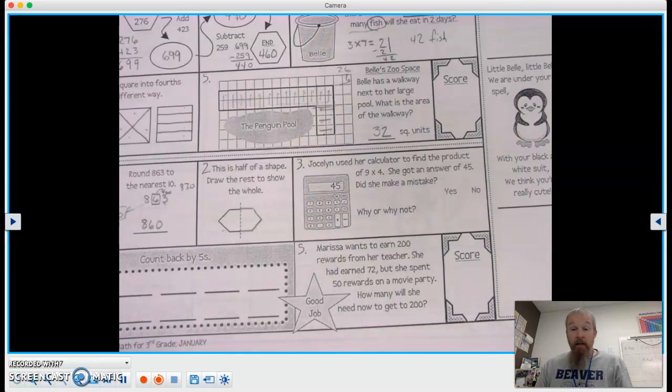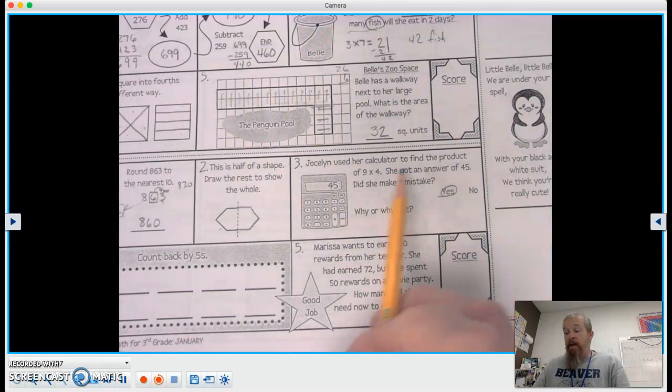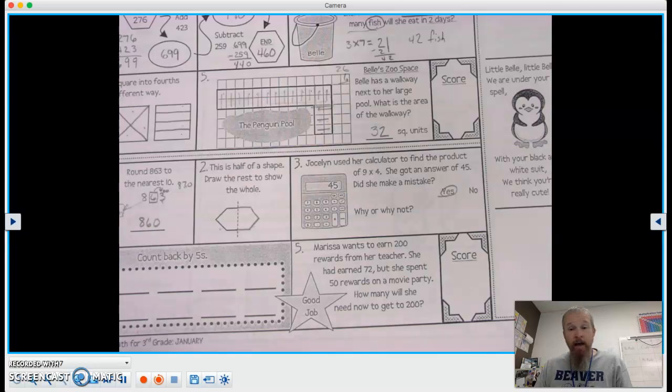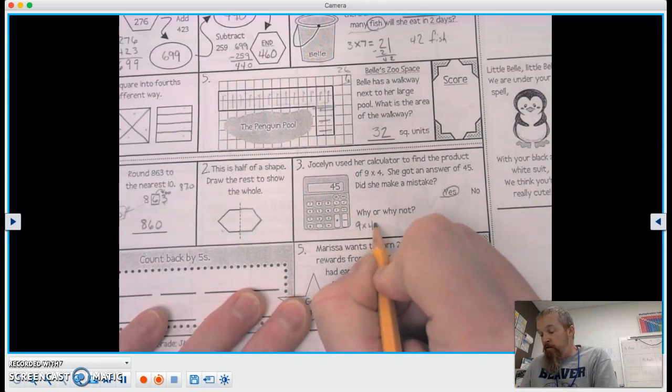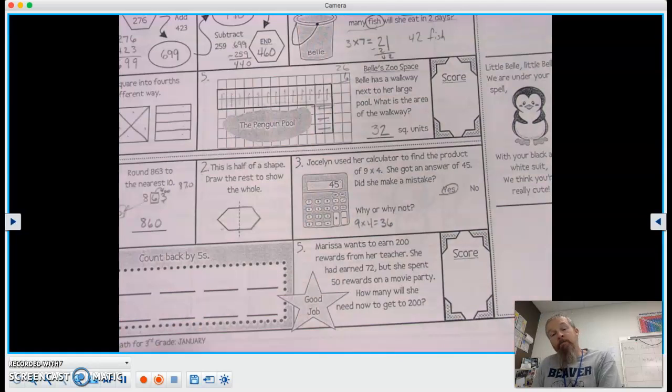Jocelyn used her calculator to find the product of 9 times 4. She got an answer of 45. Did she make a mistake? Yes or no? Yes, she did. She had to have, right? Because 9 times 4 is not 45. 9 times 4 is 36. Nine times 4 equals 36.